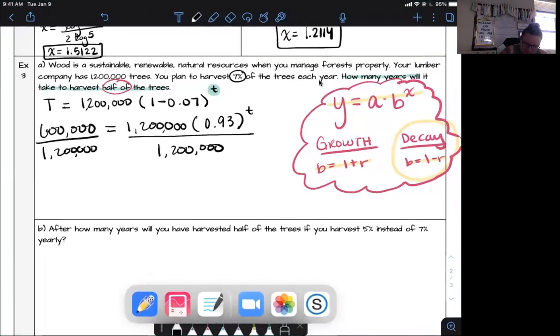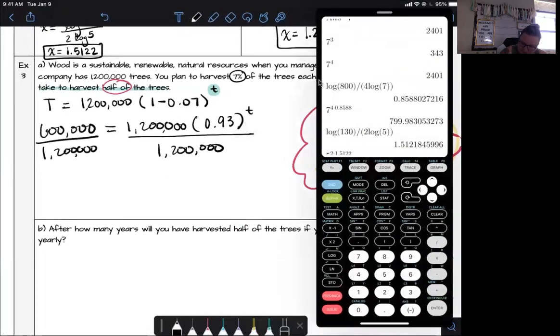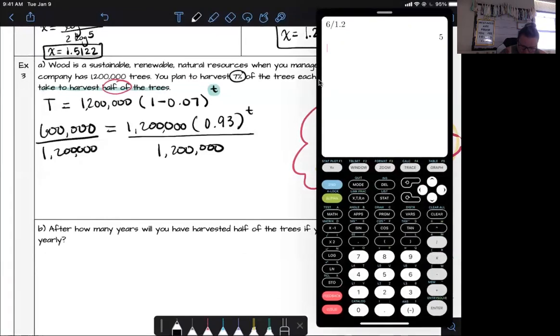And then doesn't that reduce to a half? I'm just afraid of making mistakes. So I'm going to go ahead and say 6 divided by 1.2. Just kidding. I should have done 0.6, because it's 0.6 million divided by 1.2 million is, yeah, a half. So 600,000 divided by 1,200,000. Same thing. Okay. So this will end up being 0.5 is equal to 0.93 to the t.